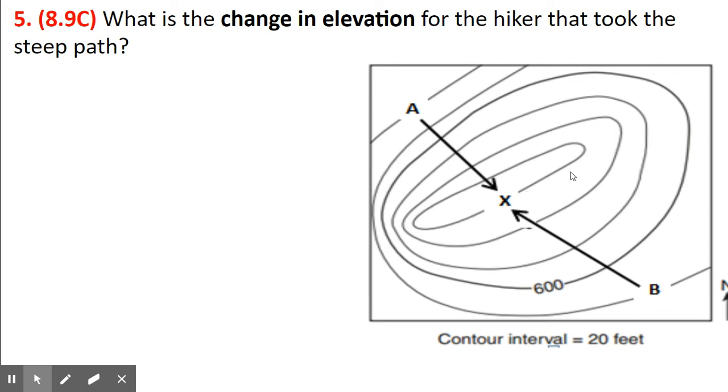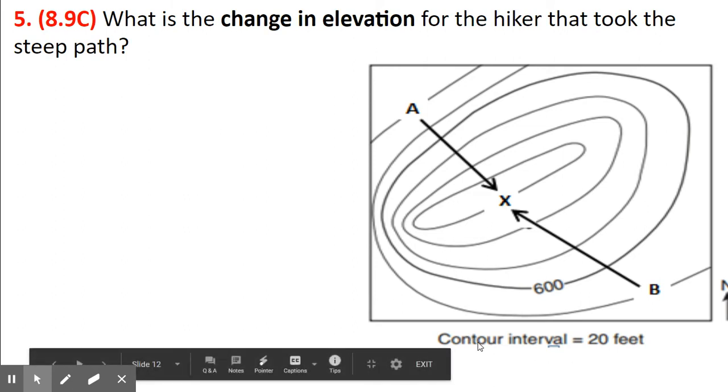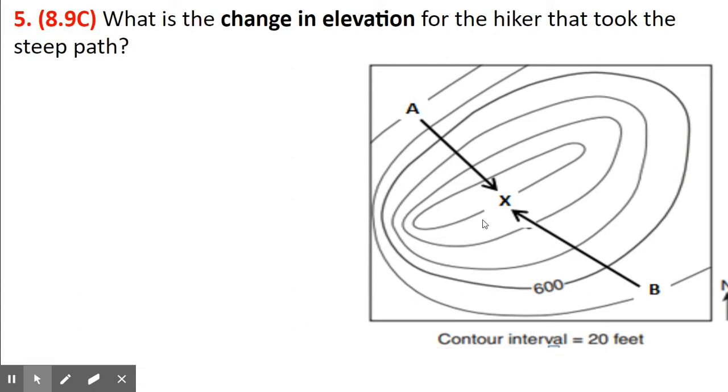The smallest contour loop on a topographic map represents the top of the hill or the mountain. You always want to look and see what your contour intervals are. That's what the elevation goes by. So if you understand this closed loop is the top, you can count your intervals and understand the elevation of the hill. Okay, so the question reads, what is the change in elevation for the hiker that took the steep path?